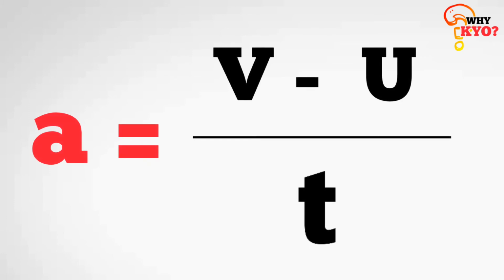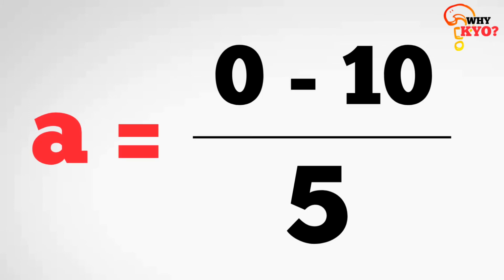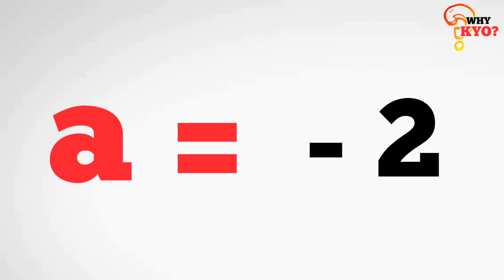So the only thing we need to do is to put these values in the formula, v minus u by t, to get our acceleration. So the answer we get is -2. But wait, what is its unit?